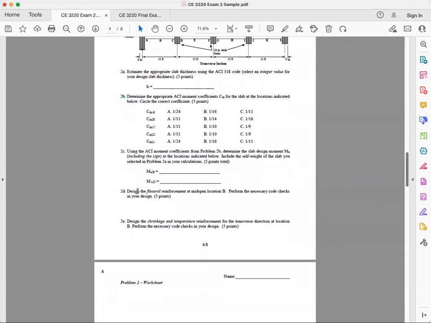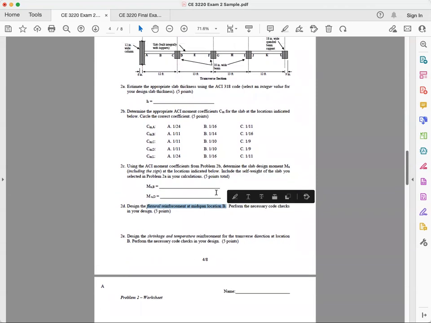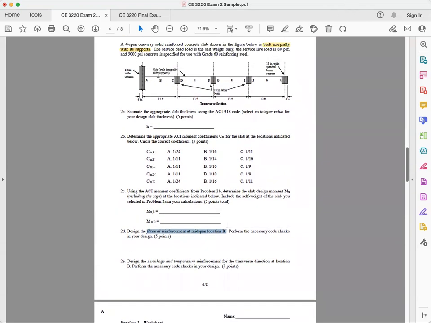Now problem 2D, design the flexure reinforcement at midspan of location B. Perform the necessary code checks for your design. Oh, all right, so where are we at? We're here at B, span right here, B, okay? So I'm going to design a longitudinal flexure reinforcement, okay? Flexure. That means I am going to do a cross-section cut, and this cross-section is going to be a foot of a slab, okay? So this is going to be 1 foot of cross-section, and this is my cross-section view, okay? And 1 foot, and I have some reinforcement. I don't know what it is, but I need to design for it.